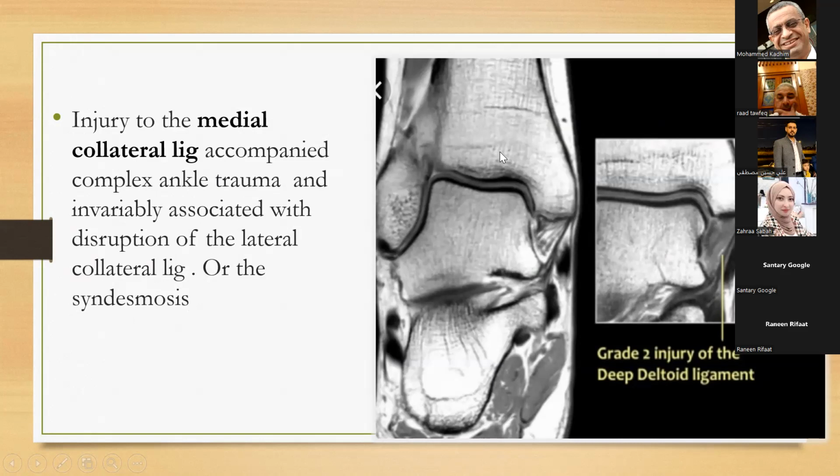Here's a coronal MRI showing us the deltoid ligament. This is the deltoid ligament showing us injury and increased signal intensity.